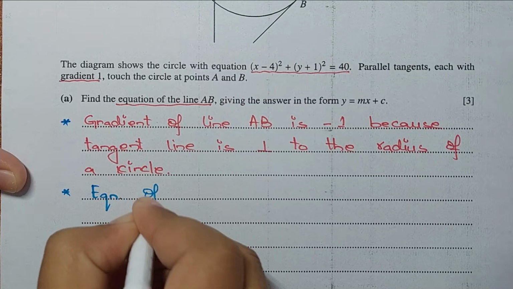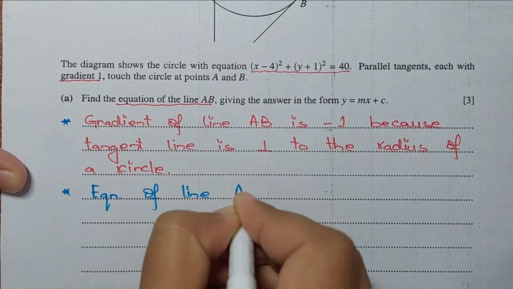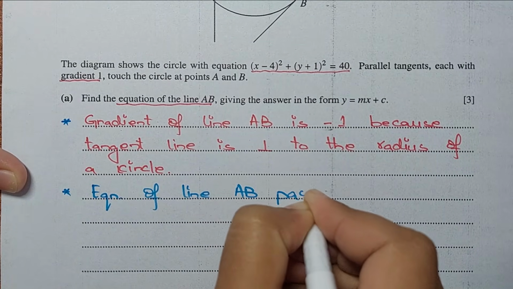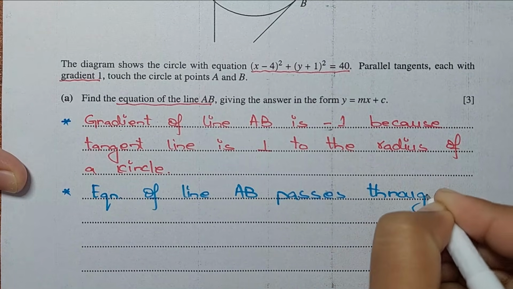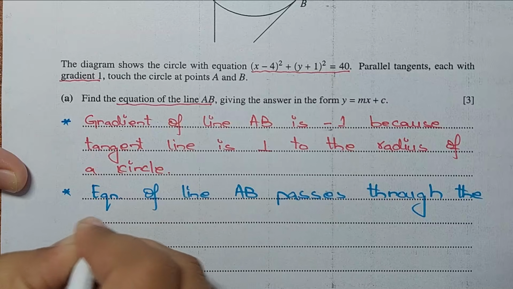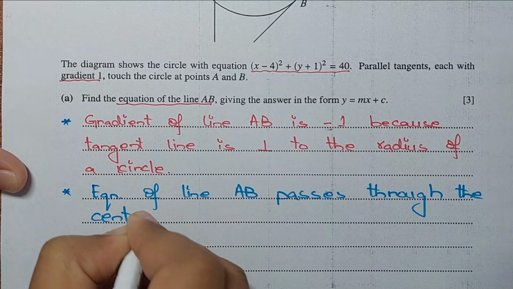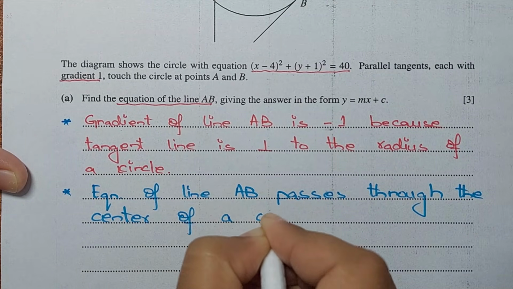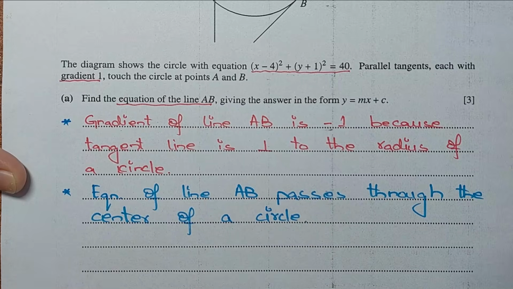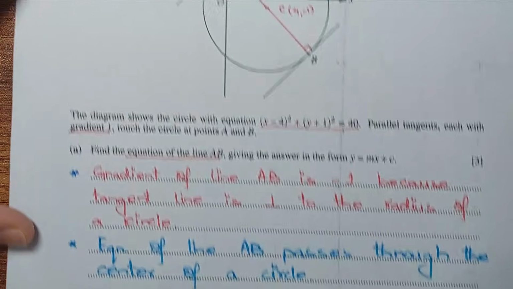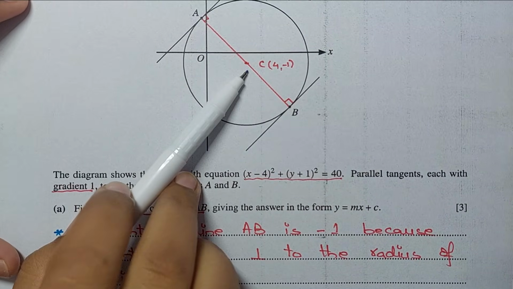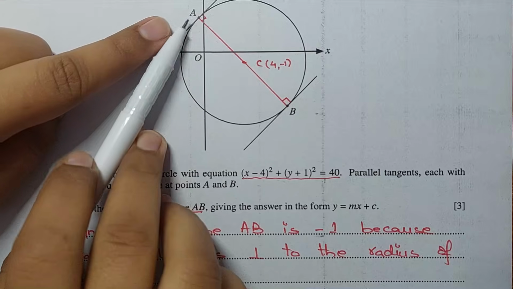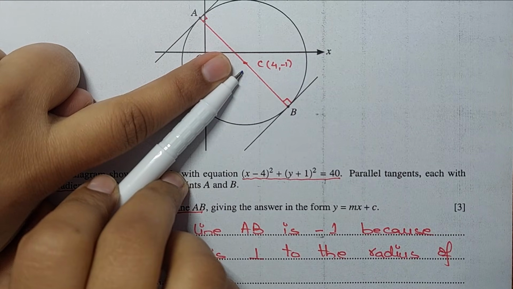equation of line AB passes through the center of a circle. I have received one of the comments that a student asked me, how do we know that it passes through the center of a circle? Yeah, that's a good question. How are we sure that this line must pass through the center of a circle, right?